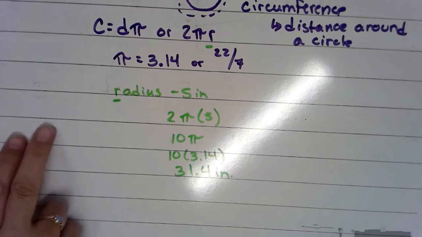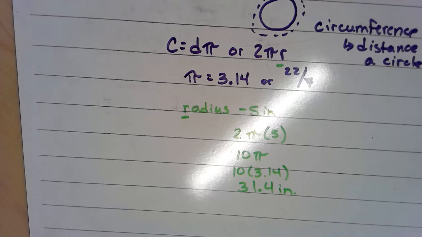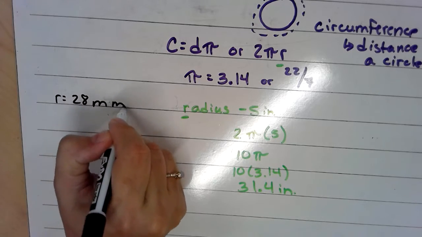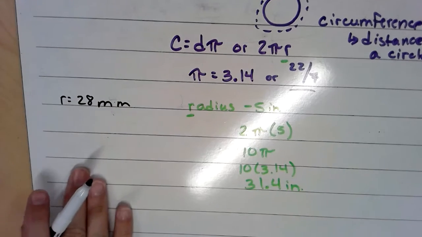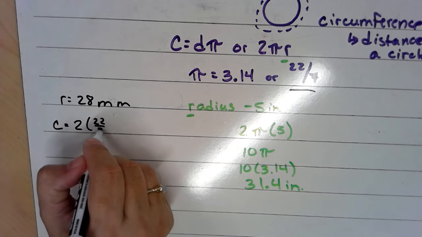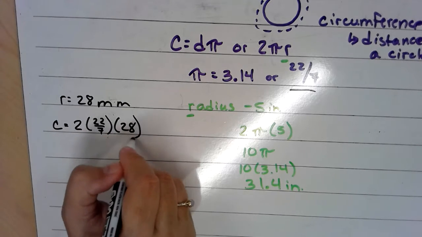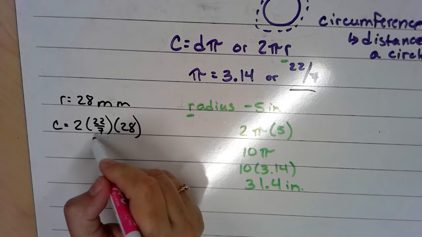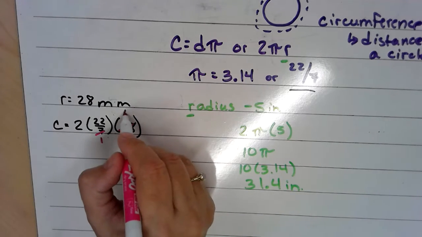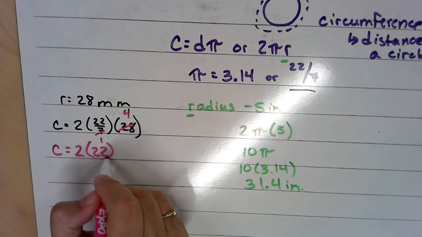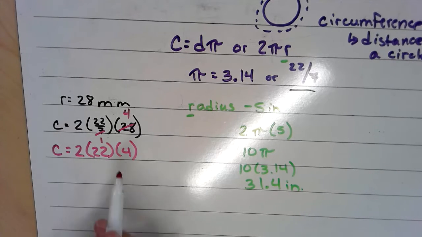Let's say instead I told you that the radius was 28 millimeters. And I asked you to use 22 sevenths for pi. Okay, so the circumference equals 2 times 22 sevenths times 28. So you could put it all in one. But one real important thing here to notice is this will cancel, 7 goes into 7 once, 7 goes into 28 4 times. So now I've got the circumference equals 2 times 22 times 4, which should be really easy to do, right?